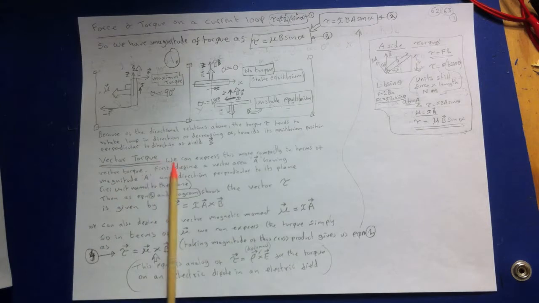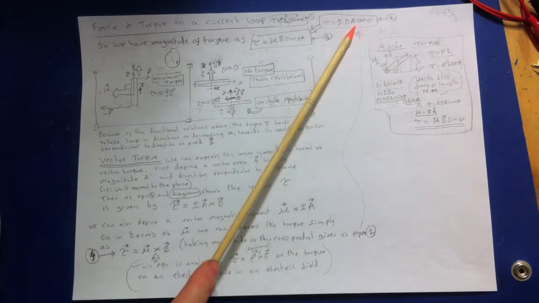So, vector torque: we can express this more compactly in terms of vector torque. First, define a vector area A having magnitude A and direction perpendicular to its plane, i.e. the unit normal to the plane. Then, as equation 2 and the diagram show, the vector torque is given by torque equals IA cross B. Okay, so that's equation 2.